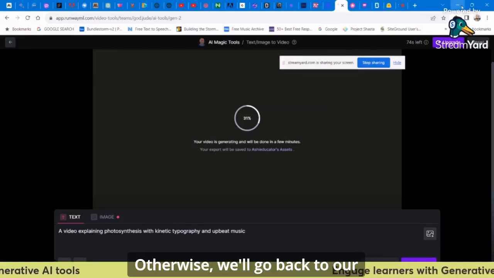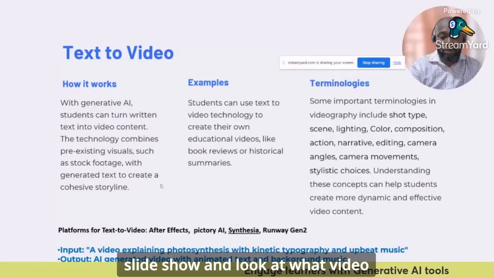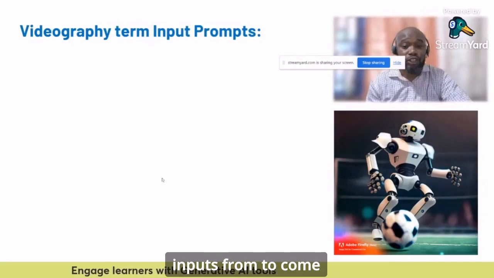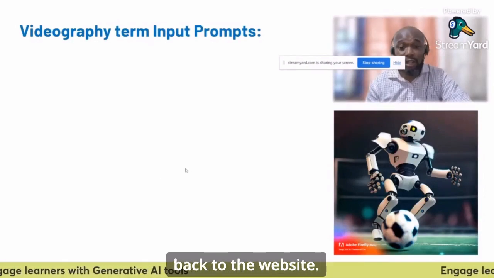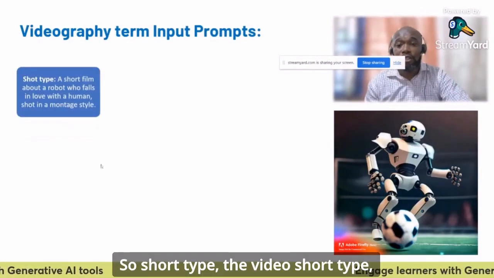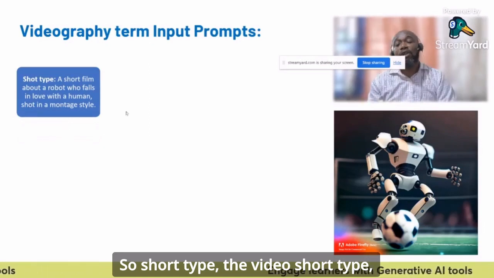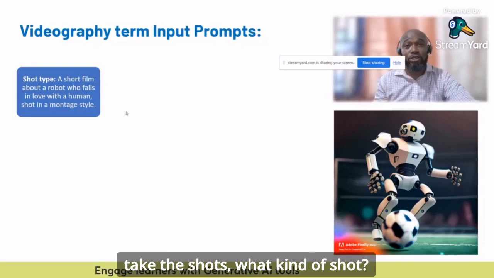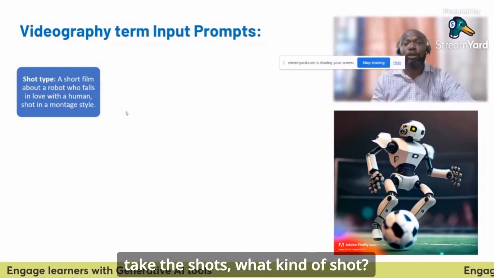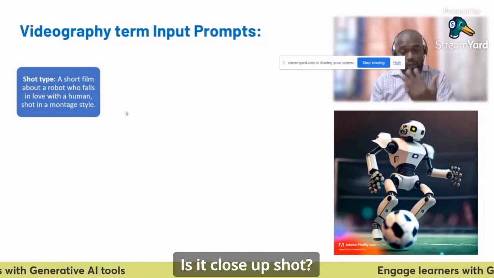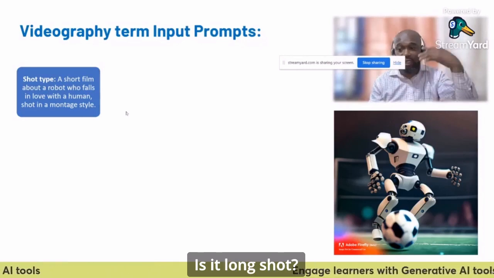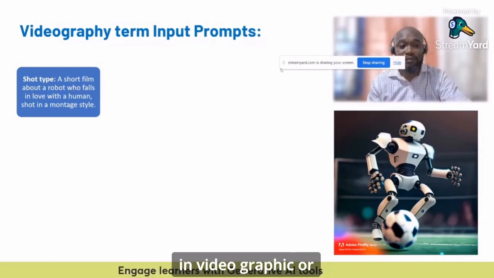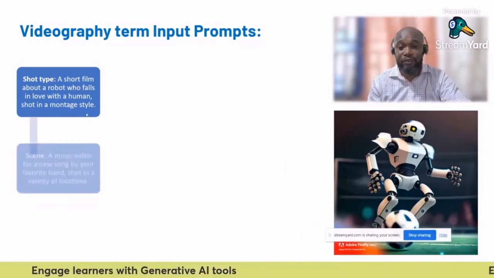Okay, while it's running, we'll go back to our slideshow and look at videography terminology for input prompts. We'll come back to the website. So shot type, the video shot type, is one of the terms used when they tell you to shoot, take this shot. What kind of shot? Is it an aerial shot? Is it a close-up shot? Is it a long shot? Is it a medium shot? These are terms that you see or hear in videography.